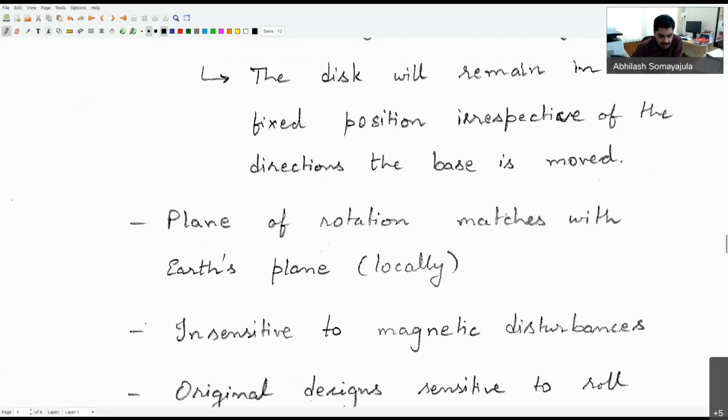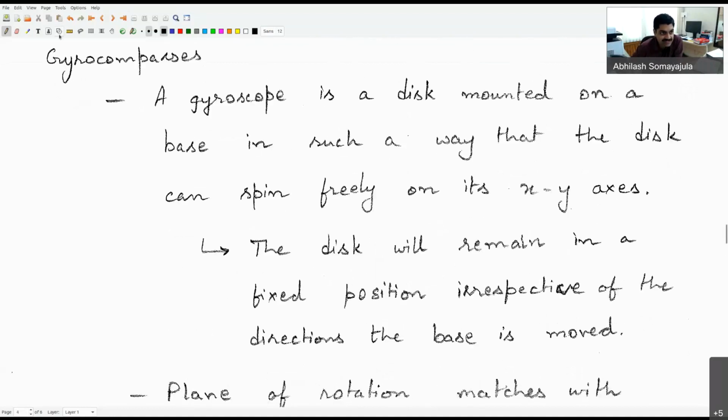The problem, although, is that the original designs of these gyrocompasses were not susceptible to magnetic effects, but they were susceptible to the roll motion of the ship. Now, I don't know if you have seen this. I'll probably put a video for that as well. I know of a good video which talks about it, called the gyroscopic effect. The gyroscopic effect basically means that when you have a spinning wheel and you apply a force on it, it will turn in its perpendicular direction.